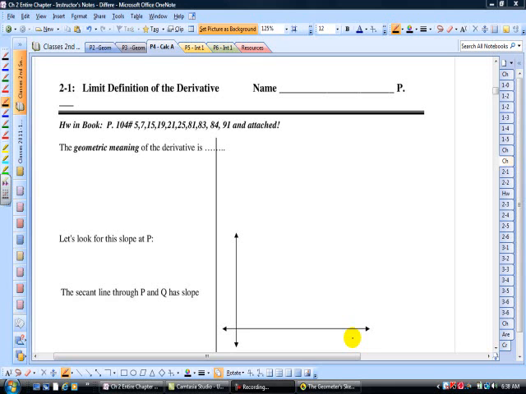Hey everybody, good morning. This is Mr. Ainsworth. We're going to get into Chapter 2, Section 1 on what's called the limit definition of the derivative.